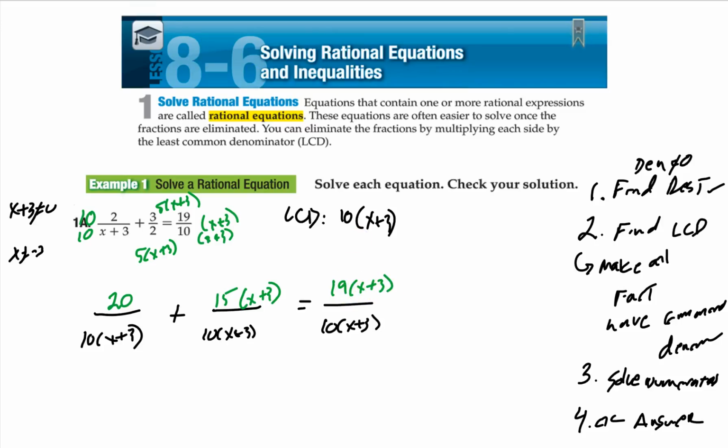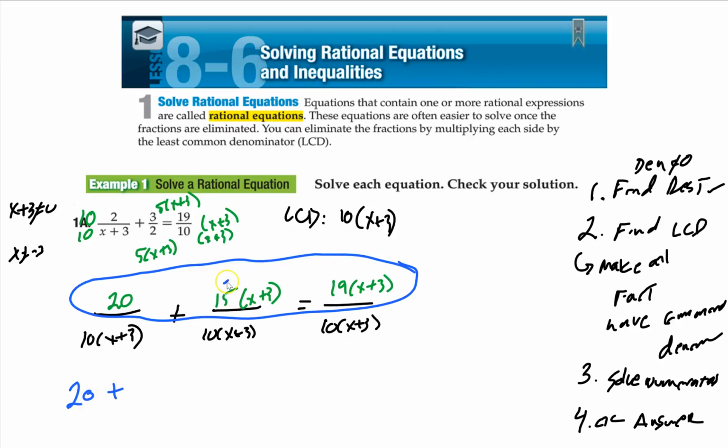Now the whole idea here is once you have that, if you notice, they're all the same denominator. All you have to do is solve the numerators. Just solve this problem right there. So once you get this common denominator, you just solve the numerator. So you get 20 plus this. Let's distribute: 15x plus 45 equals. Let's distribute 19x. 19 times 3 is 60 minus 3, so it's 57.